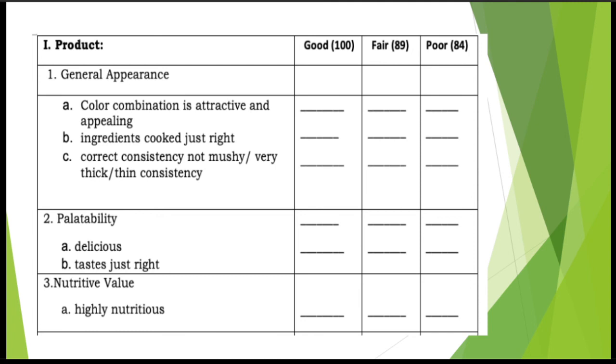These are the criteria in grading your performance test for sauces. Good for 100, fair for 89, poor for 84. We have to take a look at the general appearance, which includes the color combination that is attractive and appealing. The ingredients are cooked just right. There is correct consistency that is not mushy, very thick, or thin. The palatability: it's delicious or it just tastes just right. And the nutritive value must be highly nutritious.